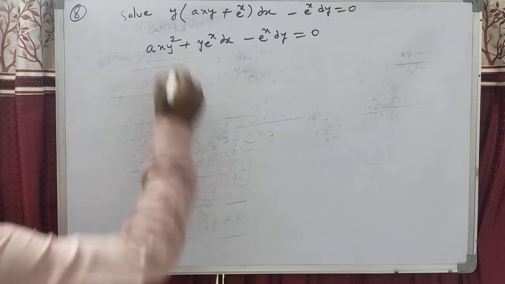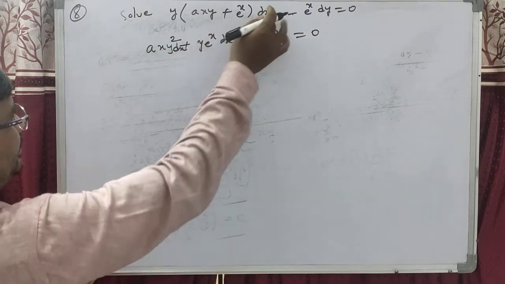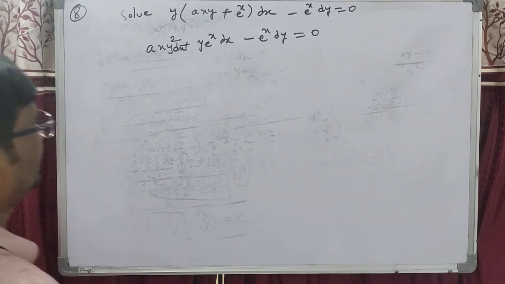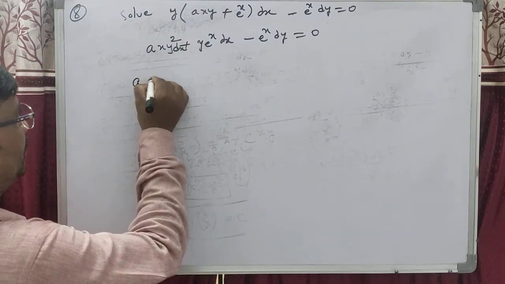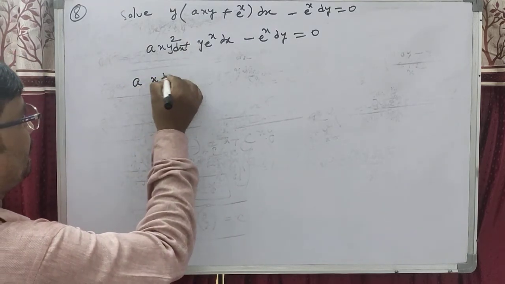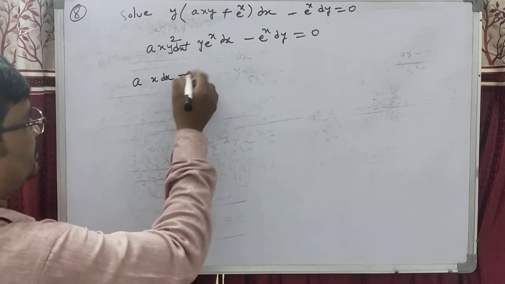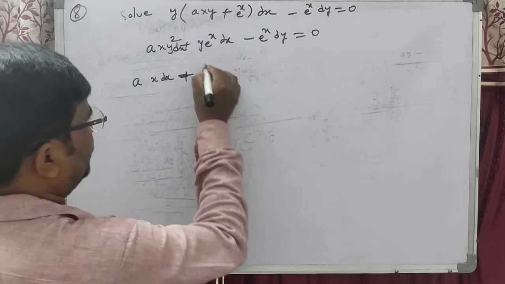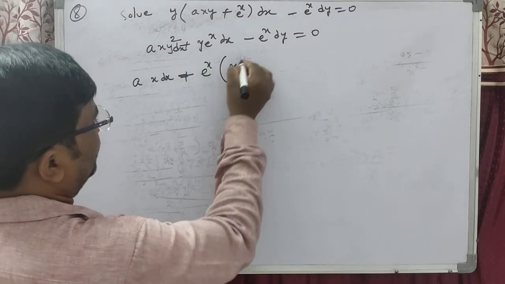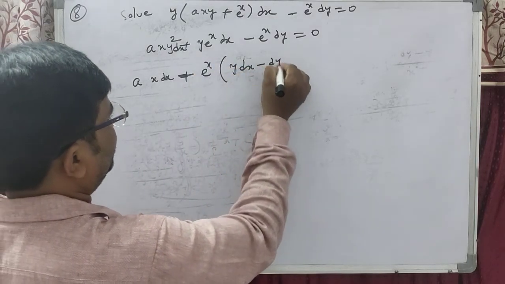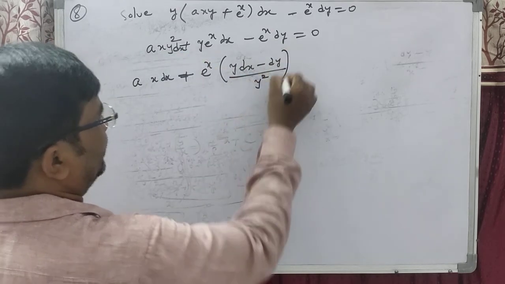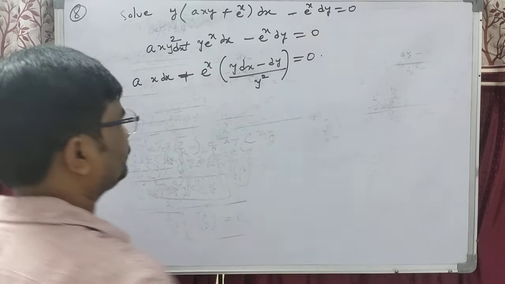Now dear students, just forget the x dx term for now. Now we have to take e power x common in both terms. That is e power x into y dx minus dy, and also, my dear students, divided by y square.